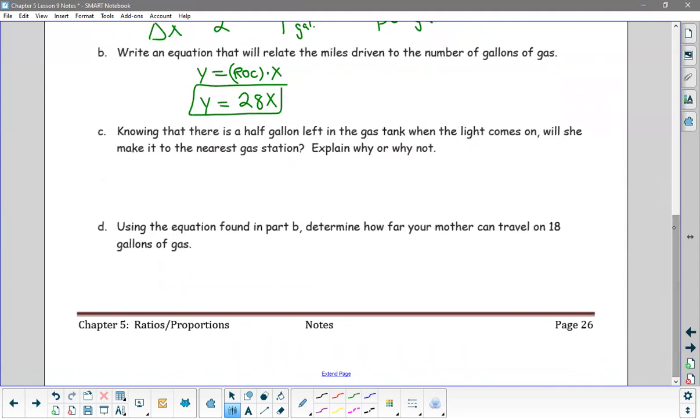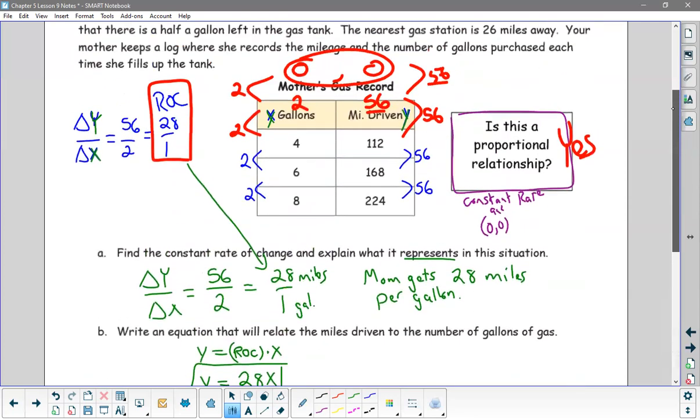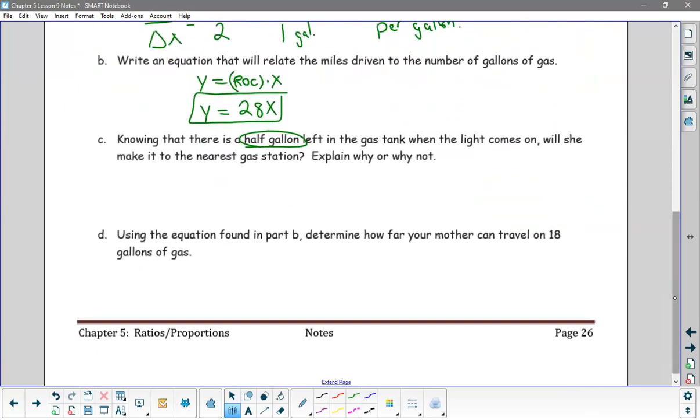All right, part C. Knowing that there's a half gallon left in the tank when the light comes on, will she make it to the nearest gas station? So all we need to really do is use our equation, right? And sub in that half gallon. So does the half gallon go in for the y or the x? And if you're not sure, go back to our labeling. This is why we labeled. Which one was gallons? If we go back up here, look, x was gallons, right? So I'm going to sub in that half for my x.